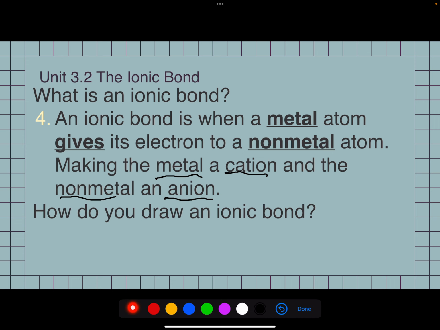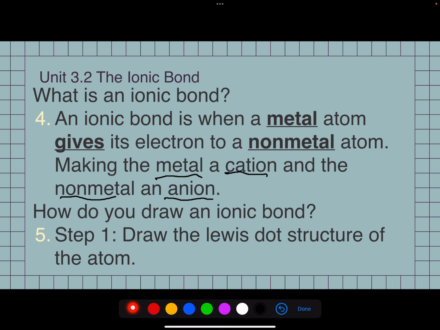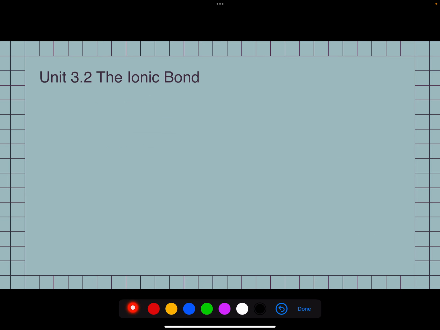So how do you draw an ionic bond? Step 1, draw the Lewis dot structure of the atom. So, like I said, if you haven't gotten used to drawing Lewis dot structure, you're going to get very used to it now. So, remember how I said earlier that you're going to want to either write it word for word, shorten it up, or even draw a picture?